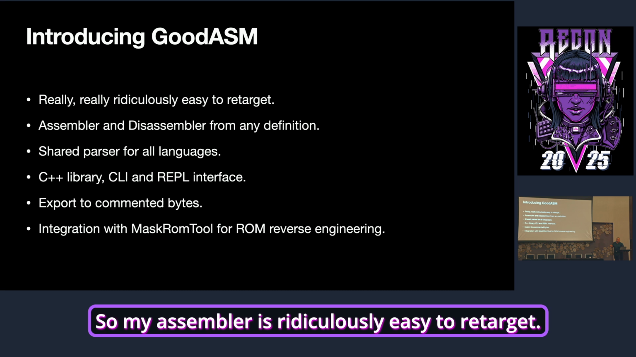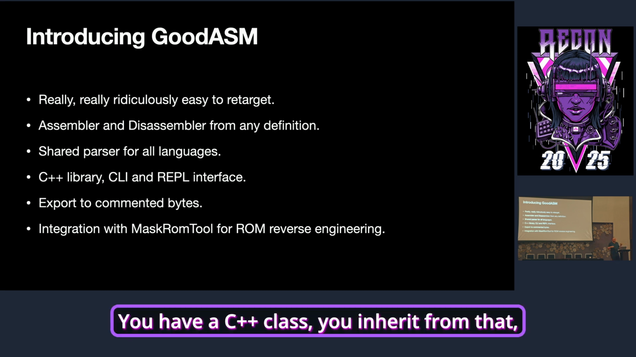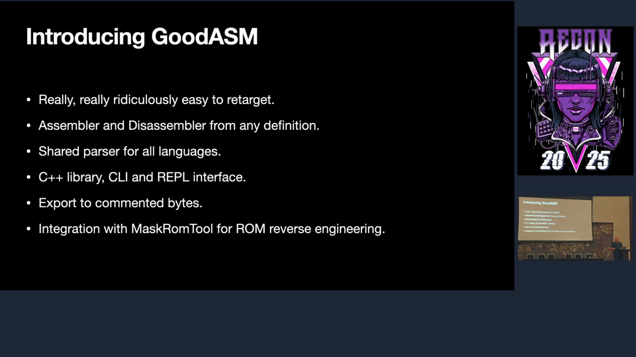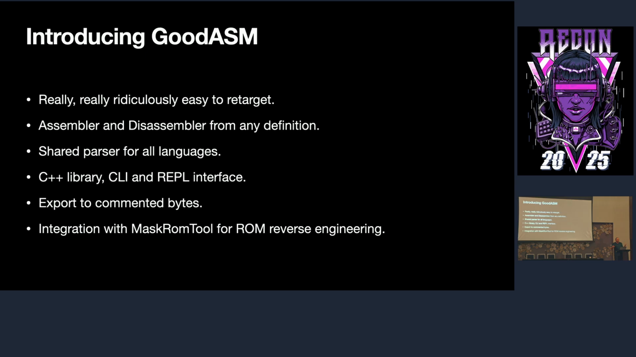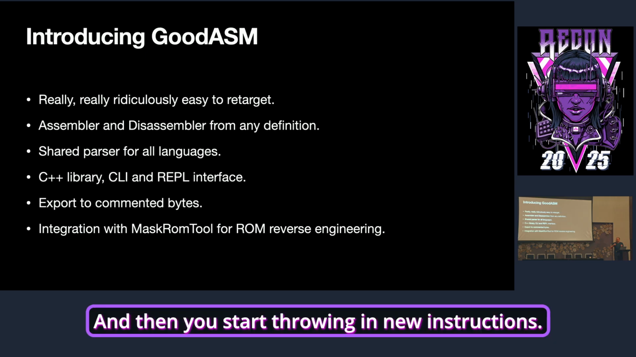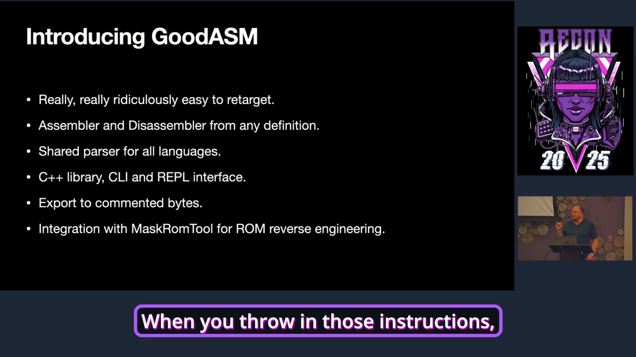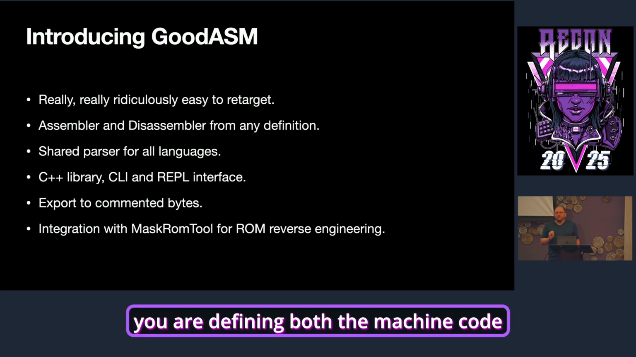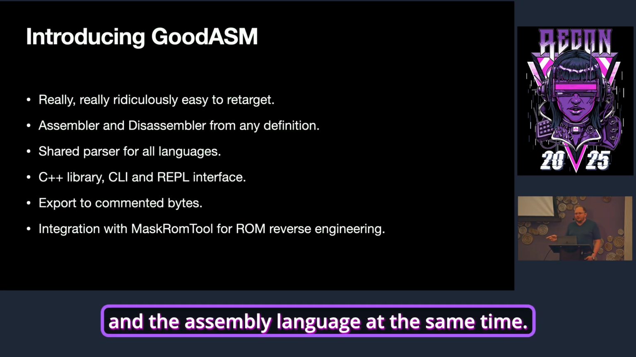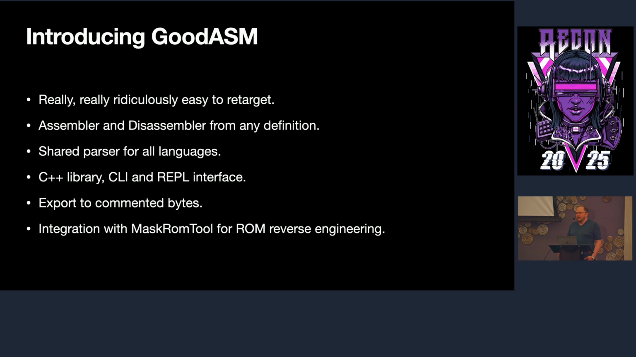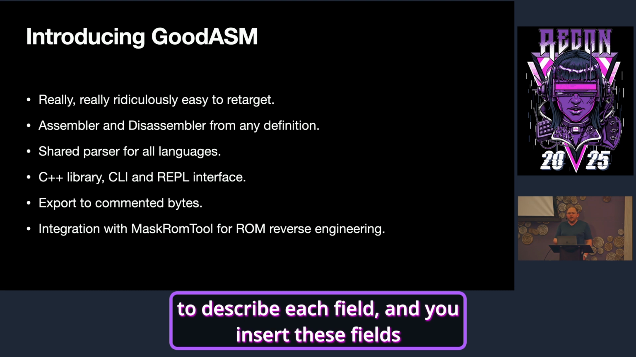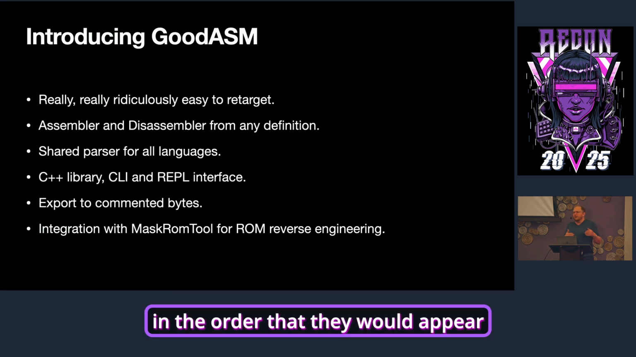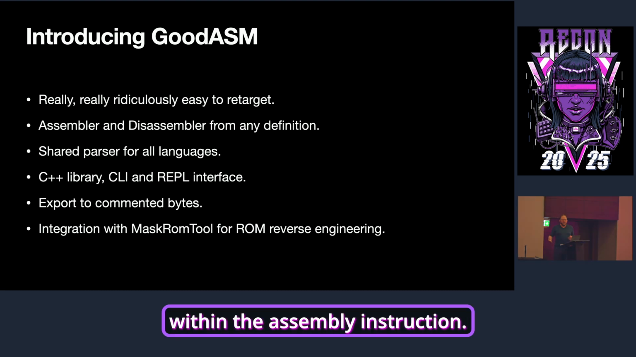So my assembler is ridiculously easy to retarget. You have a C++ class, you inherit from that, and then you just start naming your registers so it knows that they're not symbol names. And then you start throwing in new instructions. When you throw in those instructions, you are defining both the machine code and the assembly language at the same time. You basically do this by having bit masks to describe each field, and you insert these fields in the order that they would appear within the assembly instruction.